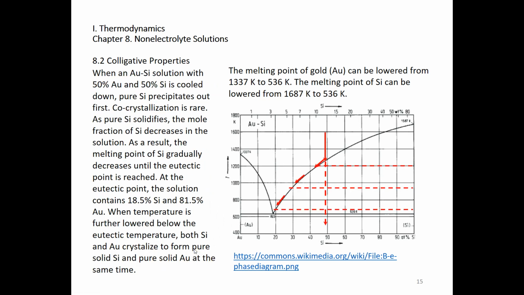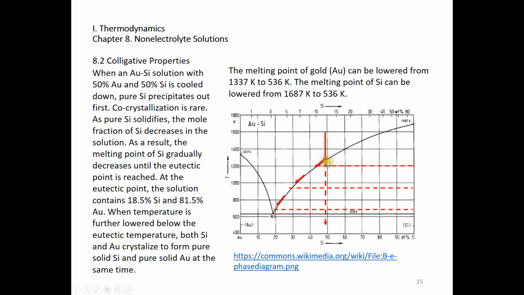Alright, so now let's look at the phase diagram again. What if you start with 50% gold, 50% silicon? These two numbers are mole fractions, half-half. Let's say 1 mole gold, 1 mole silicon. And then we start from here, 50. Alright, we go down. So at 1600 Kelvin, you have only a liquid.